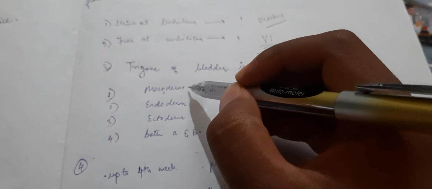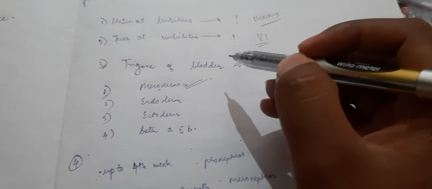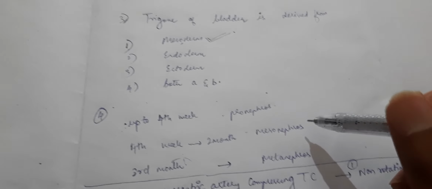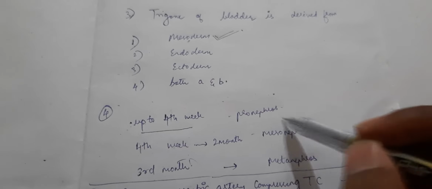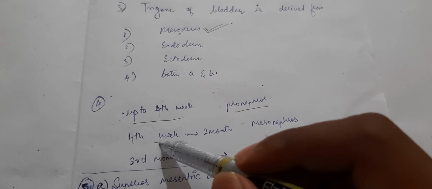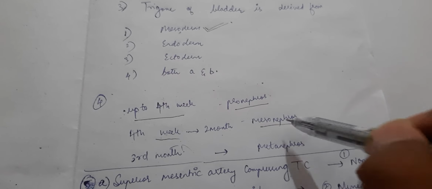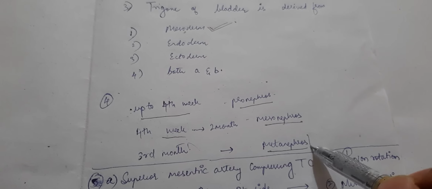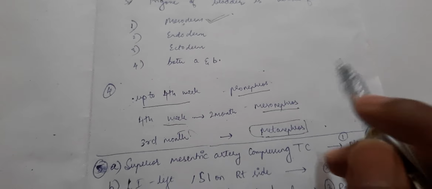Trigone of the bladder, as we know, is derived from mesoderm. Up to the 4th week, kidney function is done by the pronephros. From the 4th week to 2 months, it is the mesonephros. Then the metanephros forms the permanent kidney.